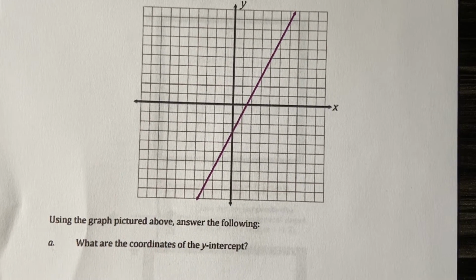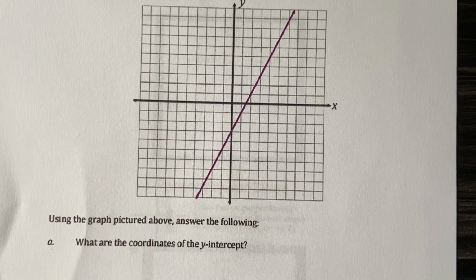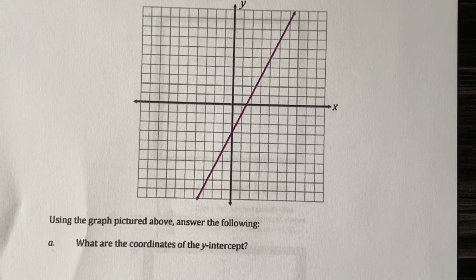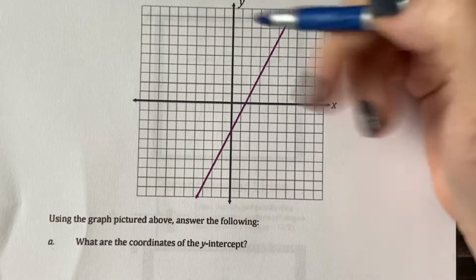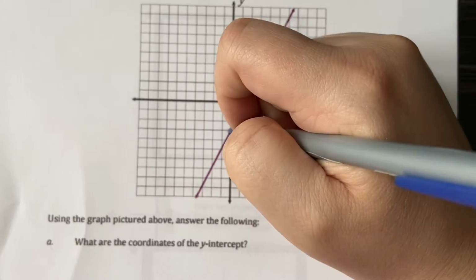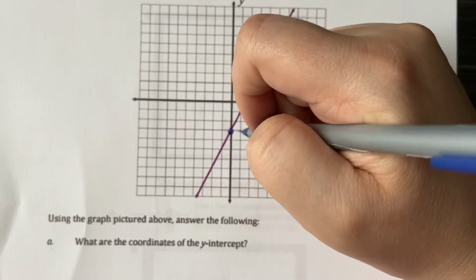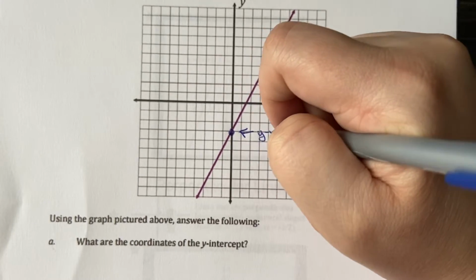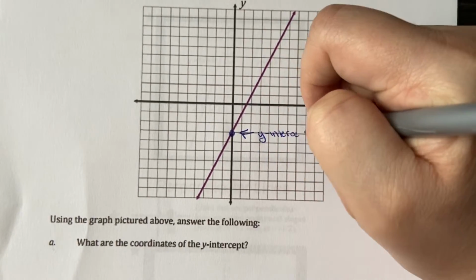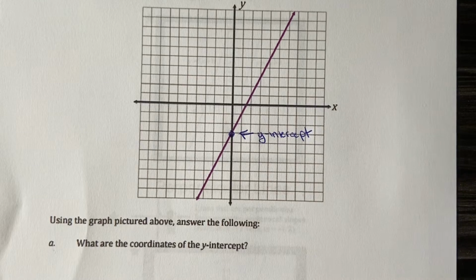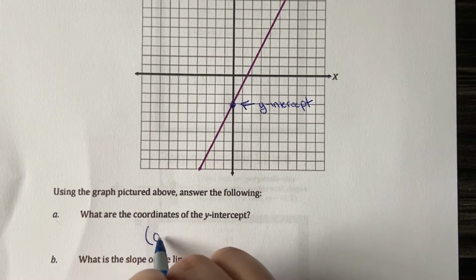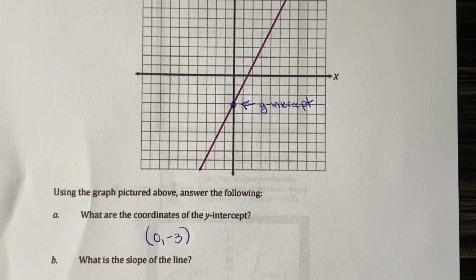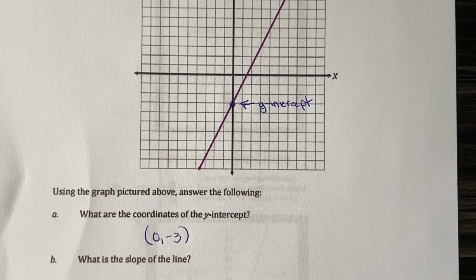So the first question, part A, says, what are the coordinates of the y-intercept? The y-intercept is where it's going to intersect the y-axis. So right here would be where my y-intercept is. So we'll just label that. When it says what are the coordinates, that's the coordinate (0, -3). Then it says, what's the slope of the line?